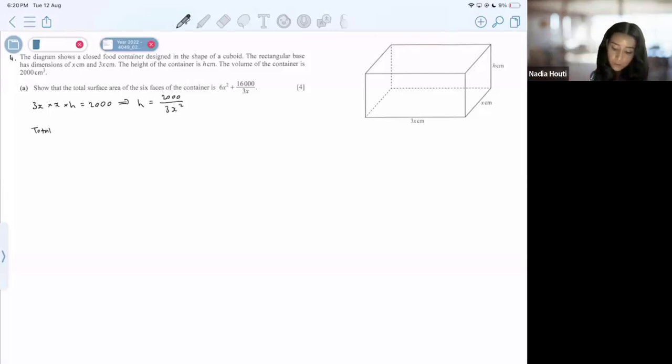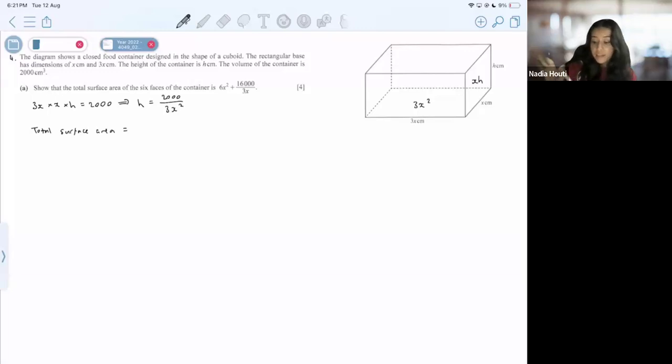The total surface area, let's find that. The total surface area is made up of 3 pairs of faces. The first pair is the base, the bottom part. How do we get that? It's 3x times x, right? So that will be 3x squared. The face on the right is x times h, so it's xh. And the top part is the same as the bottom, so that's still 3x squared.